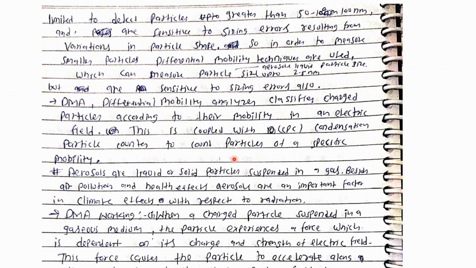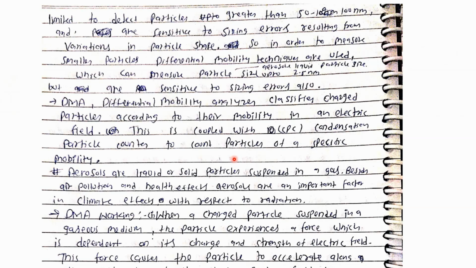After the DMA it is equipped with a CPC, which I'll explain with a decent diagram in an upcoming slide. Basically, DMA classifies the different particles based on their mobility, and the CPC counts the particles. That is how the whole DMPS system works. So DMA plus CPC is jointly known as DMPS.